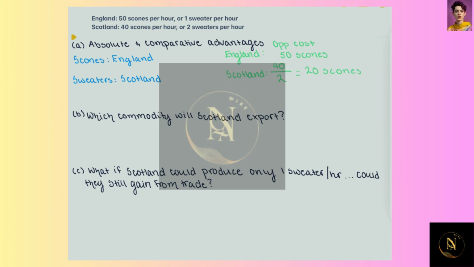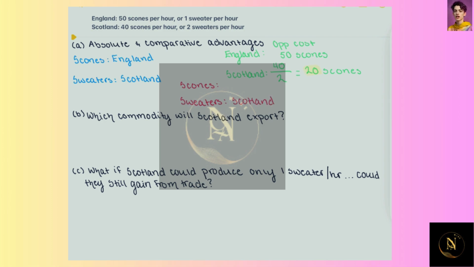So England's opportunity cost of 1 sweater is 50 scones. Scotland's opportunity cost of 1 sweater is 20 scones. This allows us to identify the comparative advantages. We just calculated the opportunity cost for sweaters only. So who has the lowest one? Scotland has the lower opportunity cost in producing sweaters. That means that they have the comparative advantage in sweaters. So we can say that Scotland's got the sweater comparative advantage.